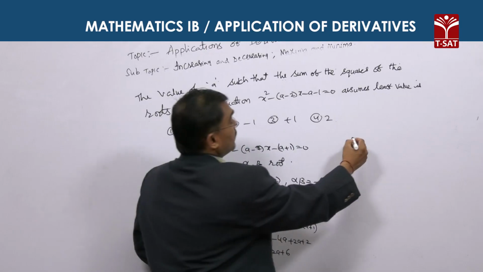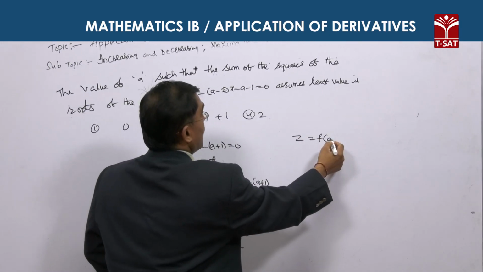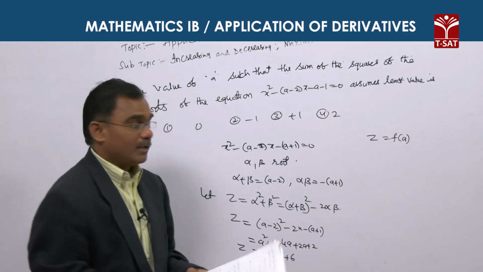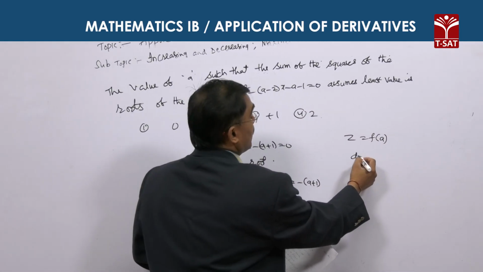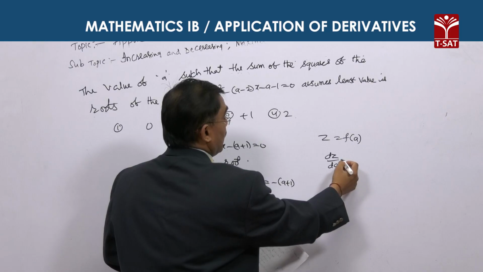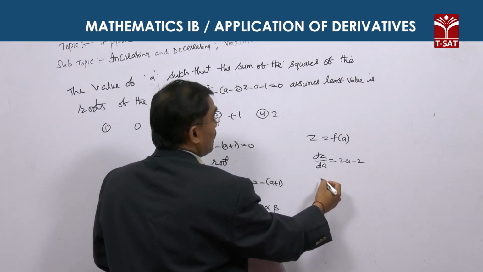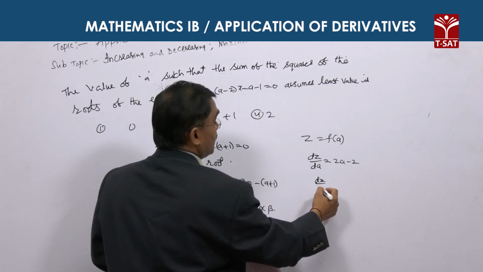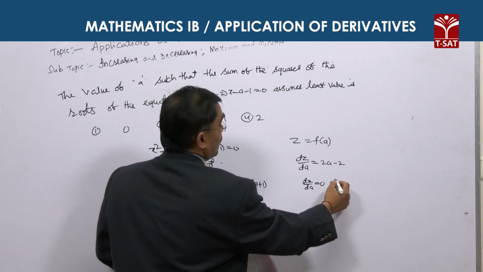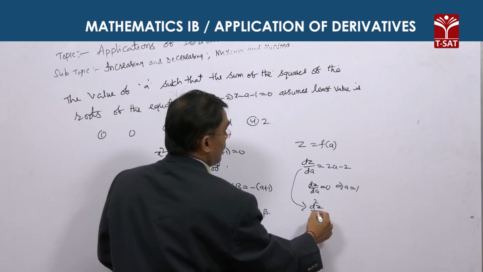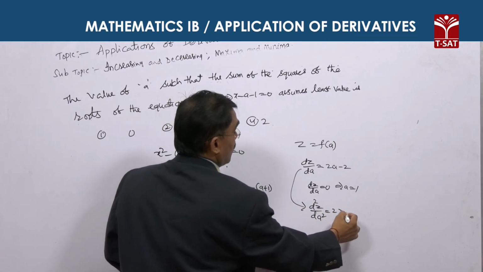Right, we observe z is a function of a, f of a. We find the maximum or minimum of the function z, so dz by da can be found. dz by da is 2a minus 2. For maximum or minimum, dz by da is equal to 0, we get a is equal to 1. From this, find the second derivative, which is 2, always positive.